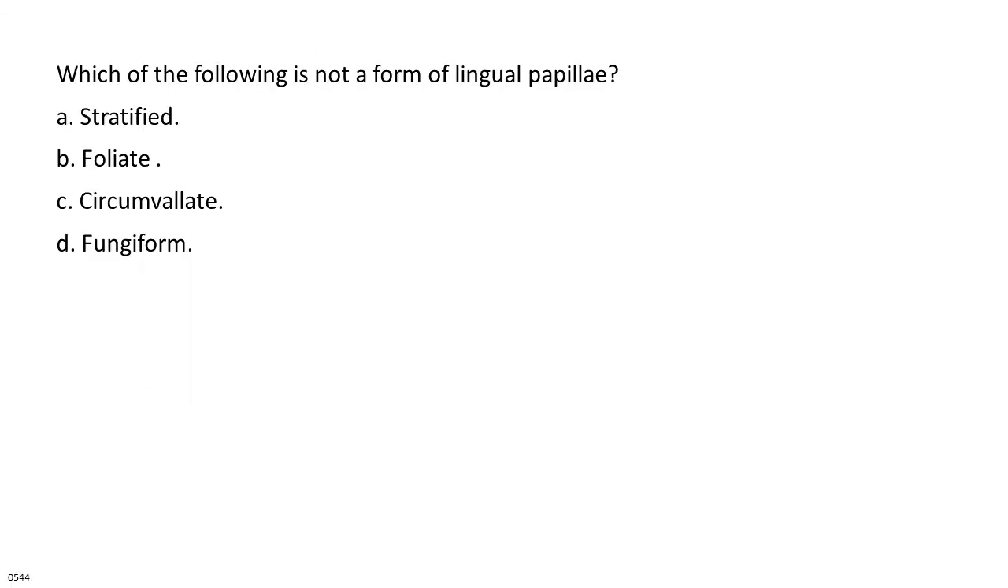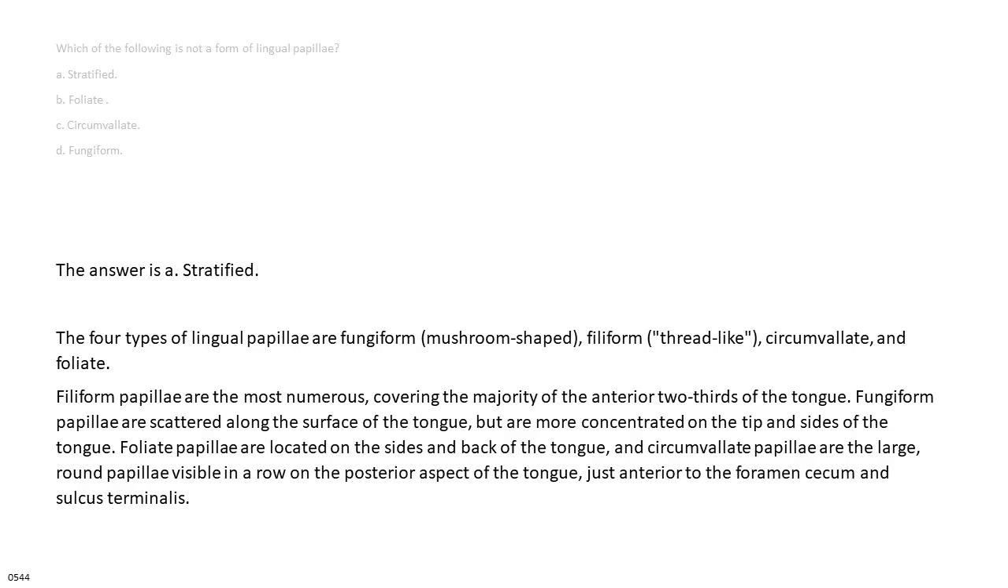Which of the following is not a form of lingual papillae? A. Stratified. B. Foliate. C. Circumvallate. D. Fungiform. The answer is A. Stratified. The 4 types of lingual papillae are fungiform, mushroom-shaped, filiform, thread-like, circumvallate, and foliate.